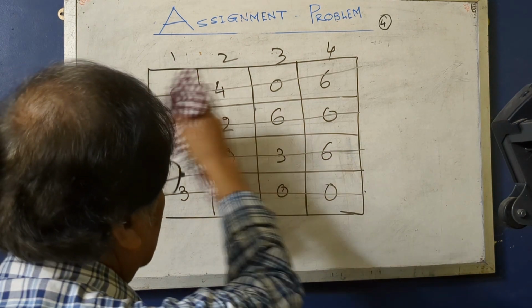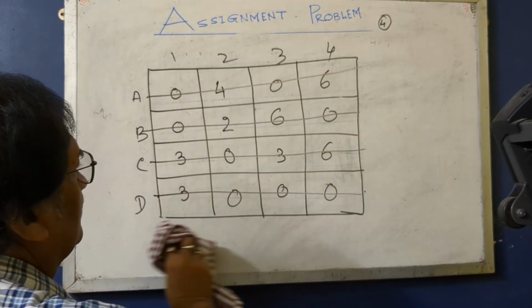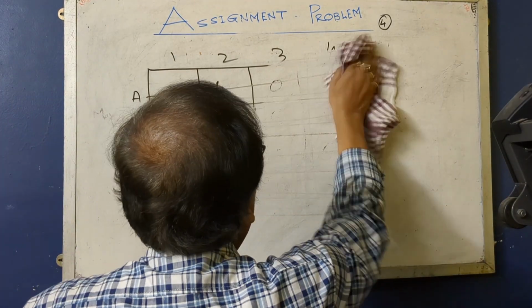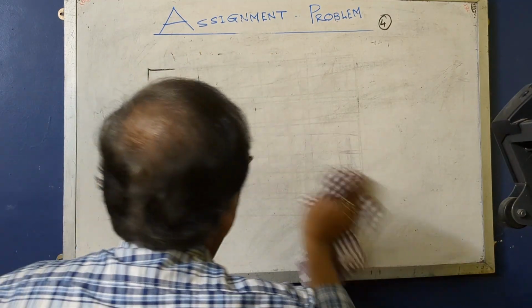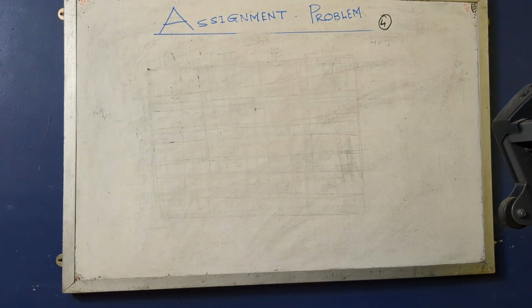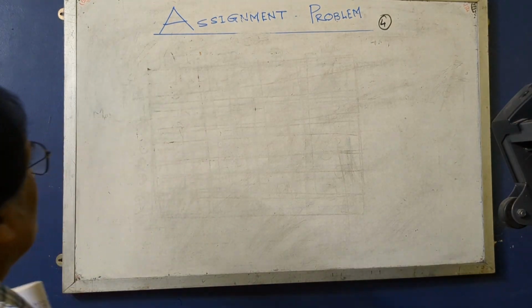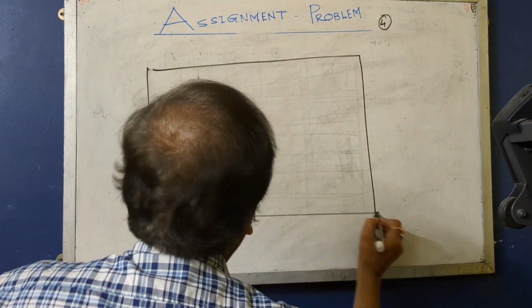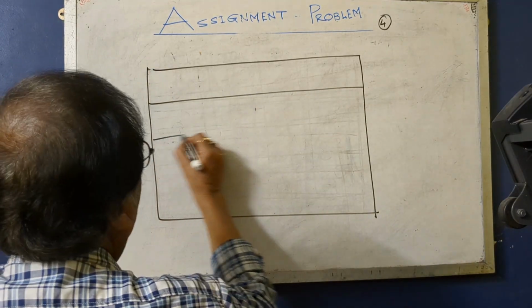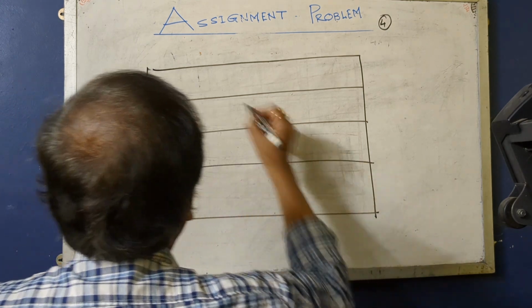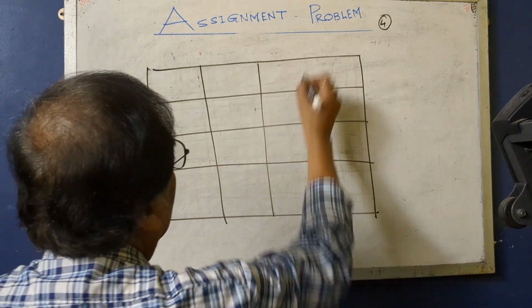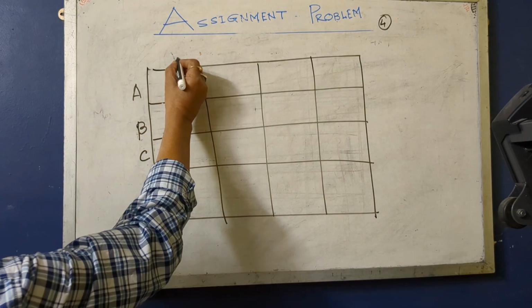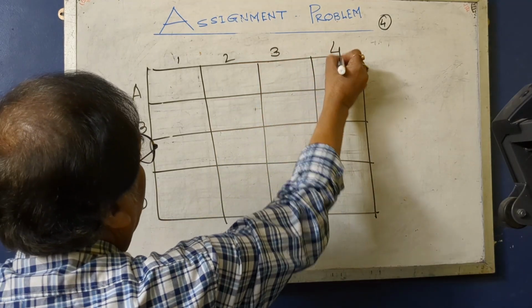Now I am just noting this in a fresh table because otherwise it will be unnecessarily cumbersome or complicated. The same table for allocation I am going to draw again. It is a 4 by 4 where the number of lines and the order of the matrix are the same. 1, 2, 3, 4, A, B, C, and D, and 1, 2, 3, 4.